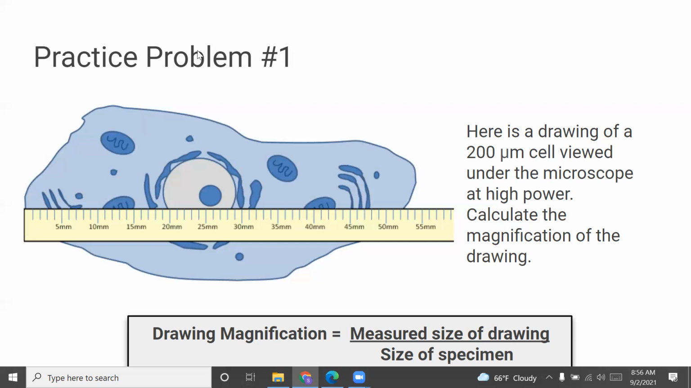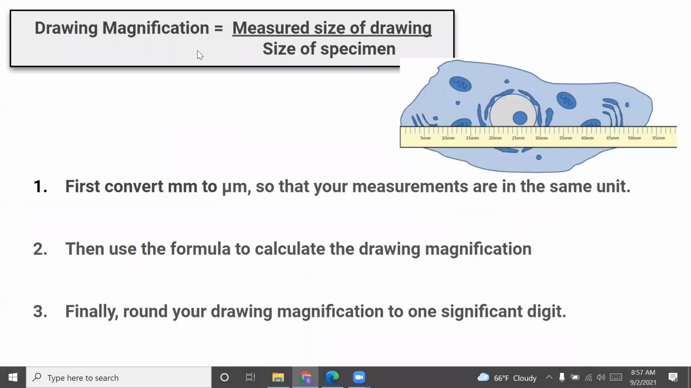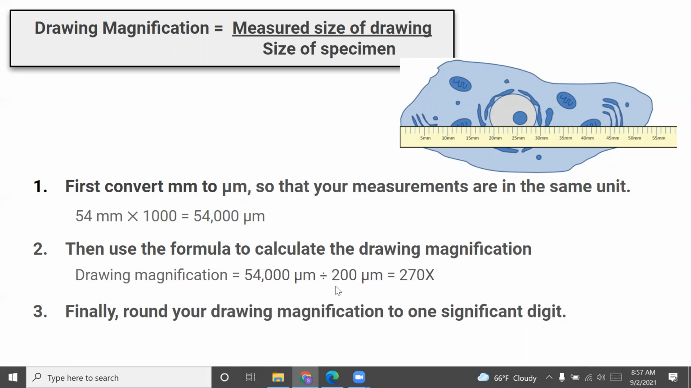Now, practice problem number 2 gets more difficult because look what we have to do. We have to use our do now warm-up information to get the size of the organism, and then we use that in the equation. So I should have been doing this on the board. First we did 54 millimeters converted to 54,000 micrometers. We put that in our equation and we got our answer. Oh, I forgot that part.